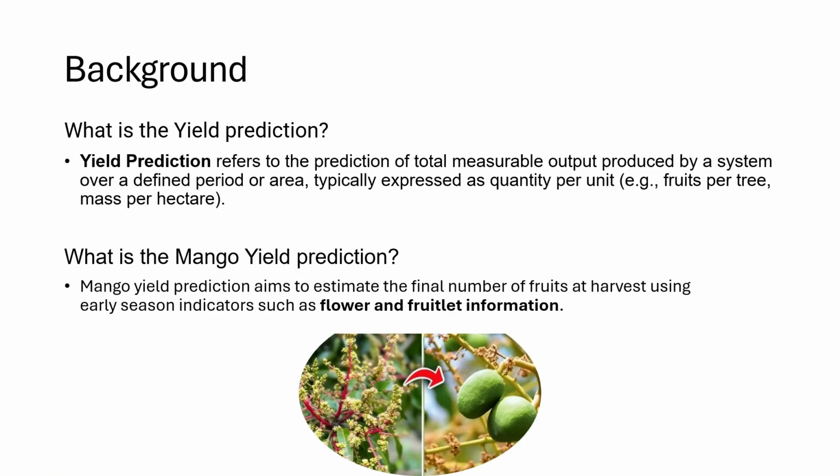So, background: what is yield prediction? Yield prediction refers to the prediction of total measurable output produced by a system over a defined period or area, typically expressed as a quantity per unit, like fruit per tree or mass per hectare. What is mango yield prediction here? Mango yield prediction aims to estimate the final number of fruits at harvest using early seasonal indicators such as flower and fruit-related information.